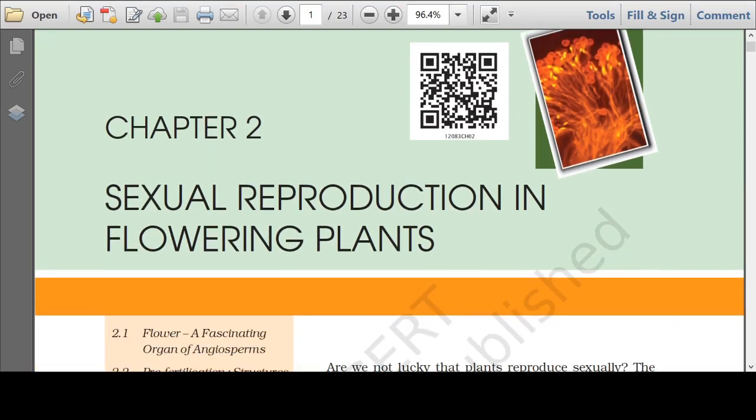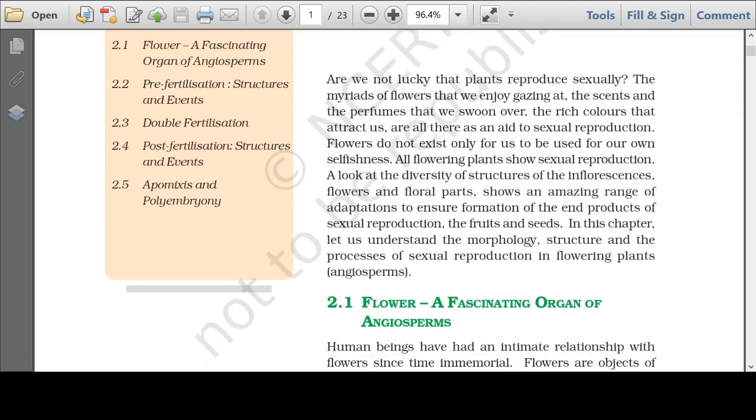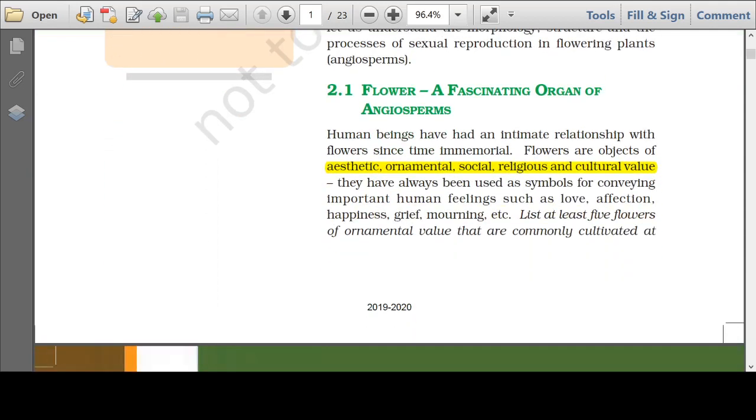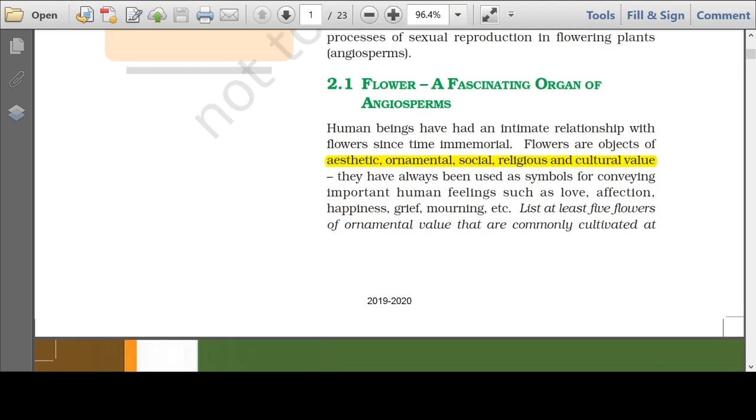You know that out of the angiosperms and gymnosperms, we have the angiosperms, known to be the flowering plants. Yes or no? Now students, the flower has been intimately related to humankind since time immemorial. Flowers have been used to express sorrow, joy, love and so many other things.